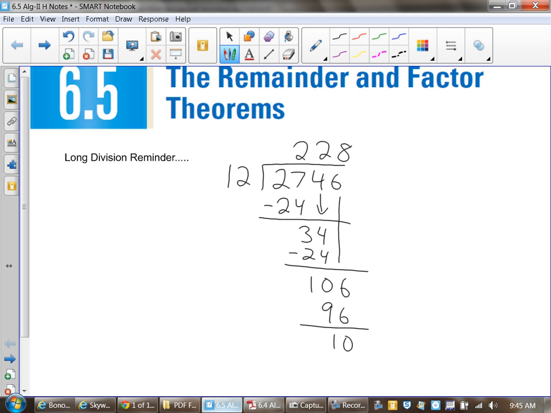Now, I have nothing left, so you could add a 0. I could, but I don't want to. Remember, you would write it as remainder 10. But do you remember that this was the exact same thing as saying 10 over 12, 10 twelfths? Or in other words, we'd simplify it as 5 sixths. What we're doing here is using long division to go through this.